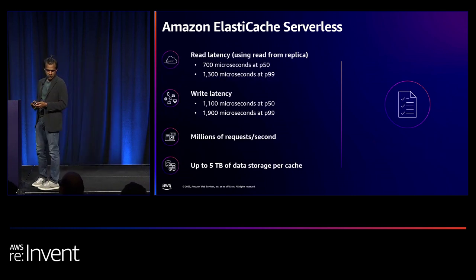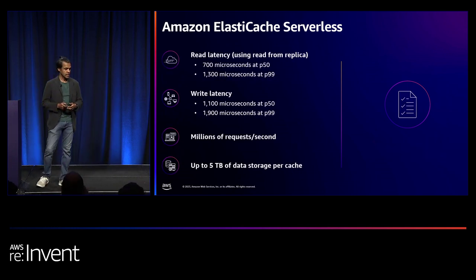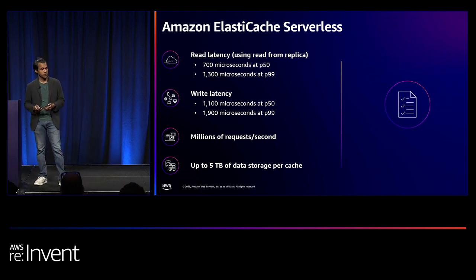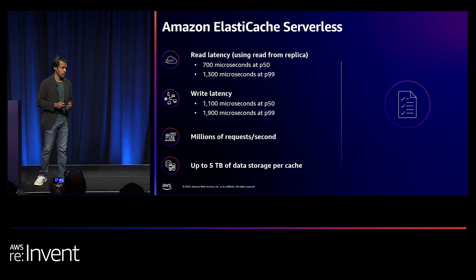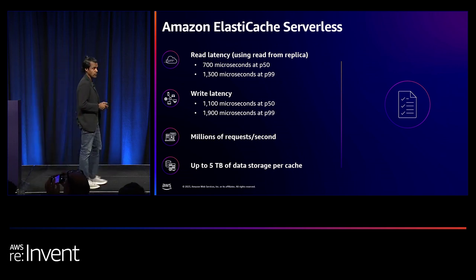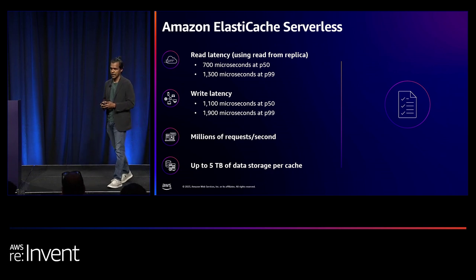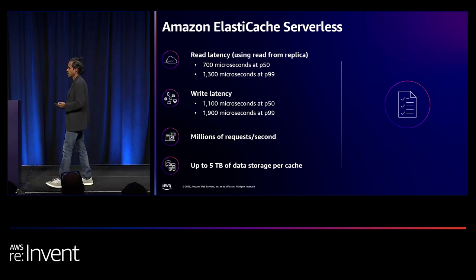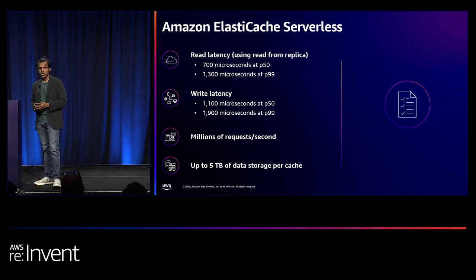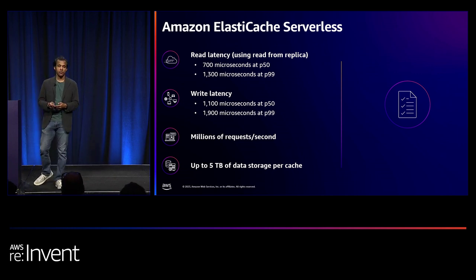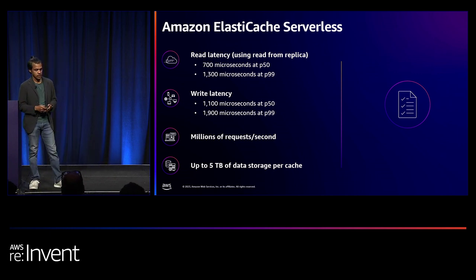Some performance numbers to share. We will see the same sub-millisecond performance in terms of reads when using read from replica. We do support reading from replica semantics for both Redis and Memcached. Writes are slightly higher at 1100 and 1900 microseconds at P50. You can scale up to millions of requests per second and up to 5 terabytes of data, as we discussed earlier, on each cache.